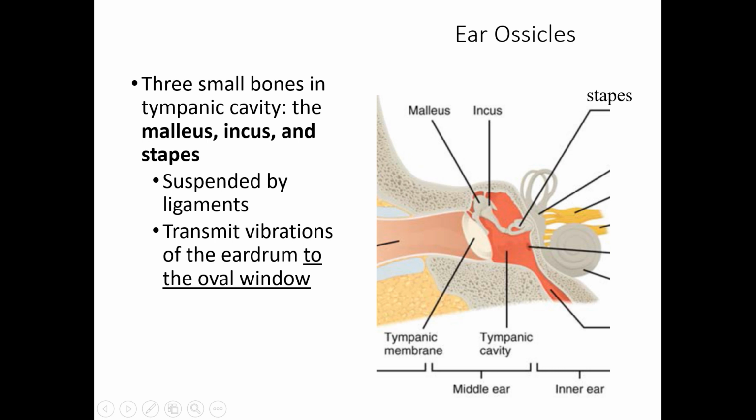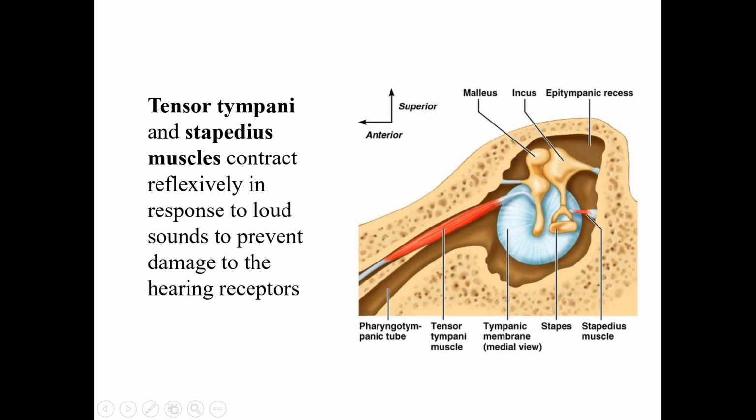All three of them transmit vibrations of the eardrum to the oval window, and the three of them are suspended, attached by special ligaments, keeping them in place. But it's not just ligaments. There are also two muscles: tensor tympani muscle and stapedius muscle. They contract in response to very loud sound to prevent damage to the hearing receptors.